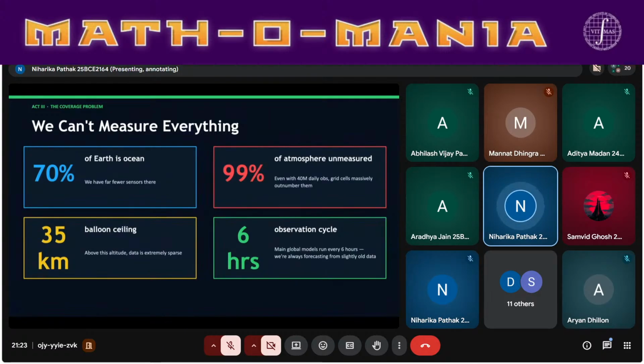And our main global models only run every 6 hours. So we're always forecasting from data that's slightly old. But these gaps aren't engineering failures, they're just fundamental limits. You can't put a sensor in every cubic kilometer of the sky, right? So those gaps are exactly where forecasts go wrong, especially for fast moving storms.